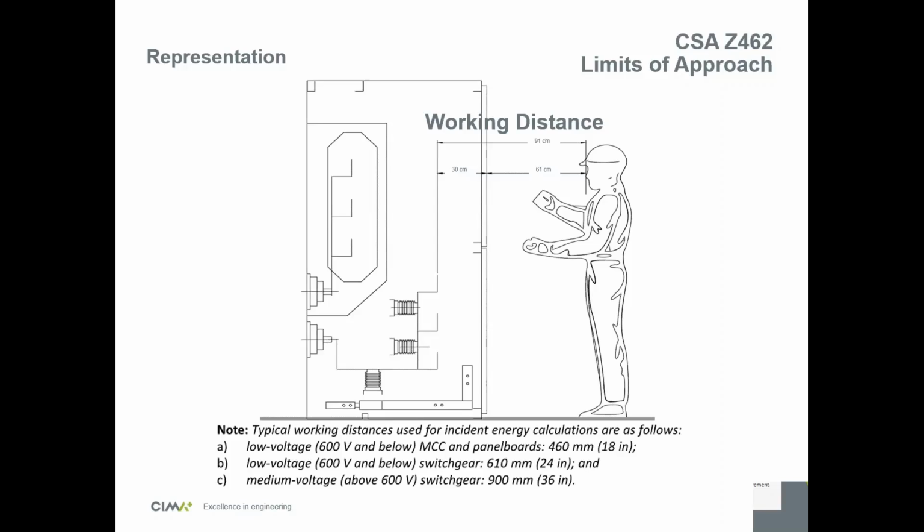So there are 3 typical working distances. For low voltage MCCs and panel boards, it's 18 inches. For low voltage switch gears, it's 24 inches, and for high voltage or medium voltage switch gears, it's 36 inches. But there can be more than these 3. For example, if you're working in a bucket truck, then the working distance is increased.